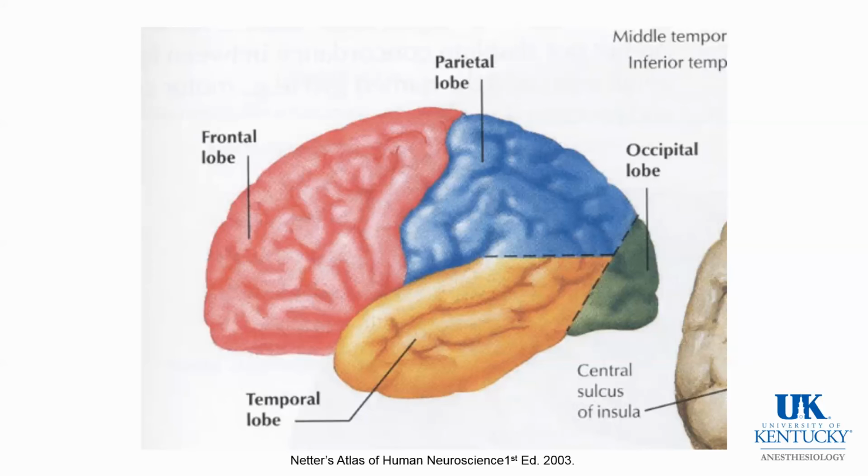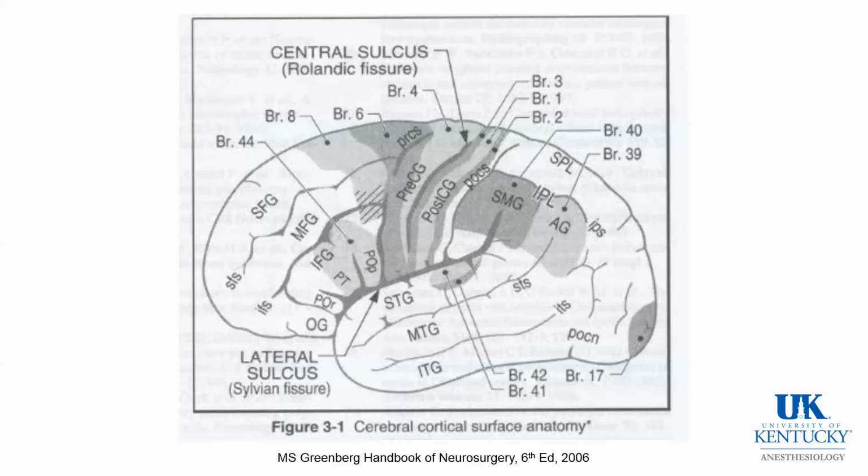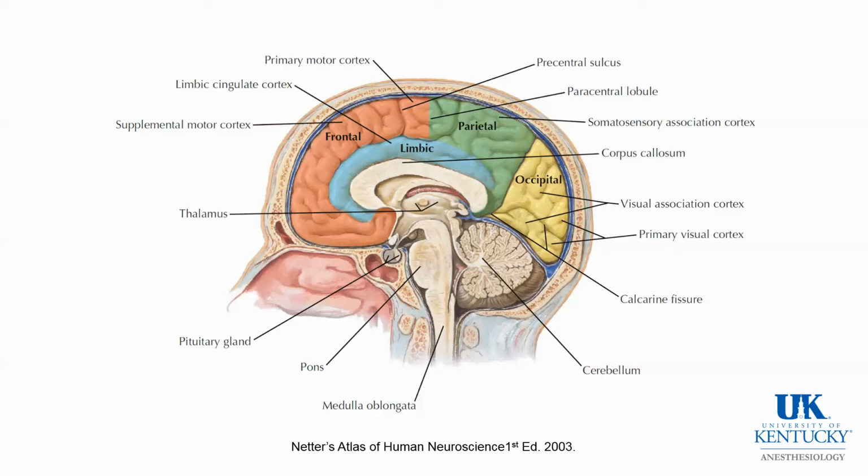Let us now turn to the anatomy of the brain. On this slide is shown the surface anatomy from the side. And this slide depicts the names of the various lobes and the major fissures. And on this slide, the names of the various gyri. This is a hemisection of the brain showing its gross internal anatomy.